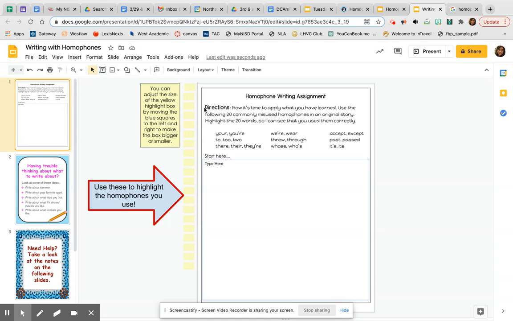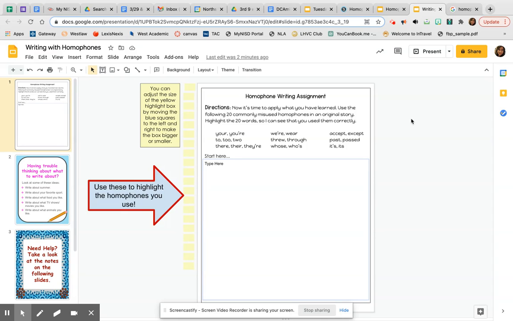So our directions tell us up at the top: now it's time to apply what you have learned. Use the following 20 commonly misused homophones in an original story. That means you have to make it up. You're going to highlight the 20 words so I can see that you used them correctly in your sentences.